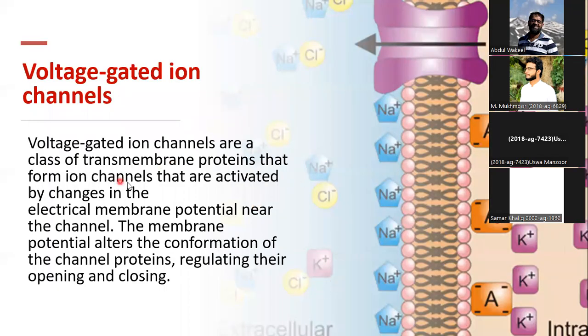Then we have also the voltage gated ion channels, a class of transmembrane proteins that form ion channels that are activated by change in the electric membrane potential near the channel. And the membrane potential alters the conformation of the channel protein, regulating their opening and closing. As I mentioned earlier, the electrical membrane potential varies or is determined by the charge.